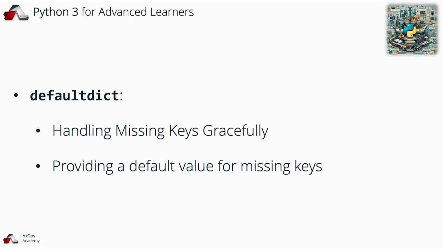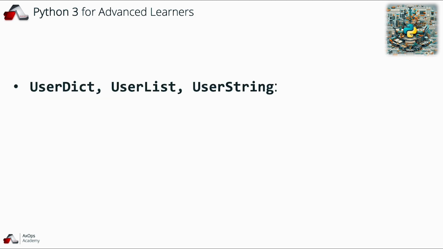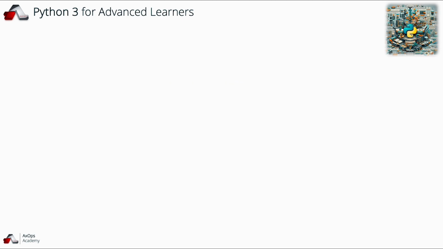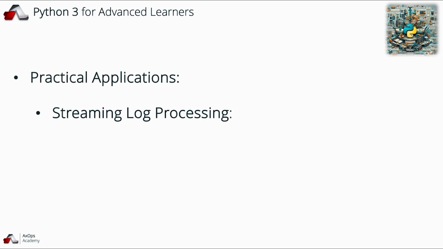The UserDict, UserList, and UserString classes act as wrappers around the basic dictionary, list, and string types, respectively. They're designed for easier subclassing, allowing customization and extension of the basic types' functionality. In various data processing tasks, such as modifying default behavior or adding custom methods, these classes provide a convenient starting point. Let's now discuss each of these in the context of a few practical applications.